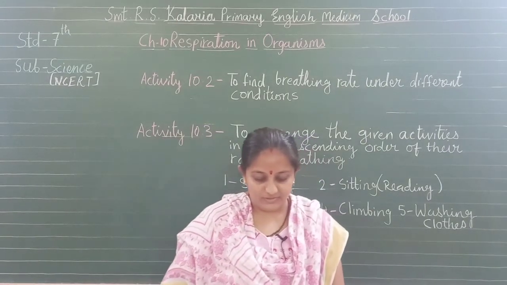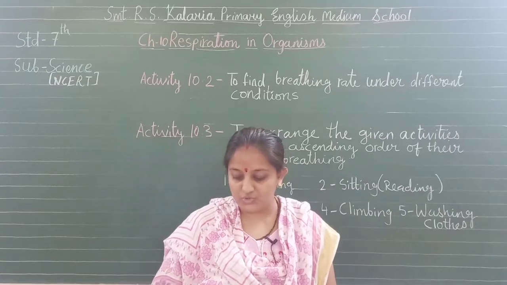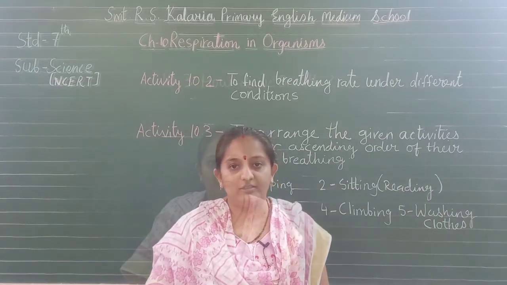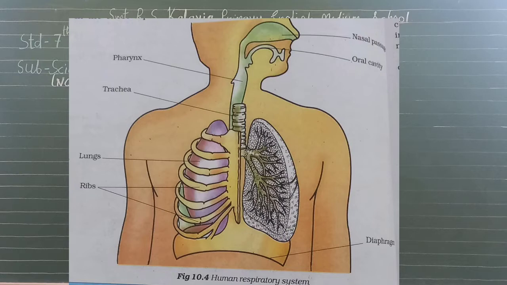Okay, now next we're going to study how do we breathe. Before starting, we all know the human respiratory system. Various organs are involved in the human respiratory system: nasal cavity, oral cavity, pharynx, trachea, lungs, ribs, diaphragm. So now let us understand the mechanism of breathing.